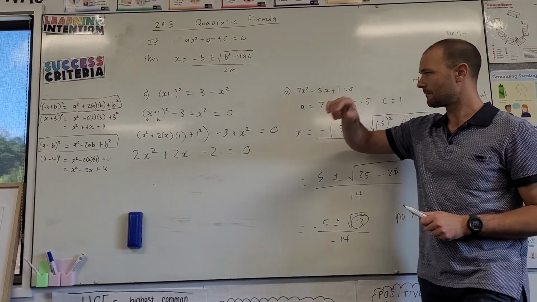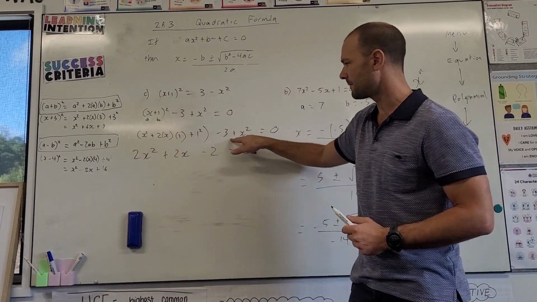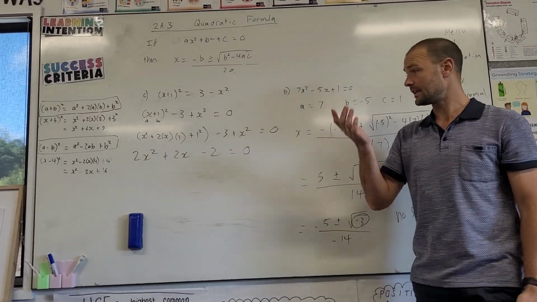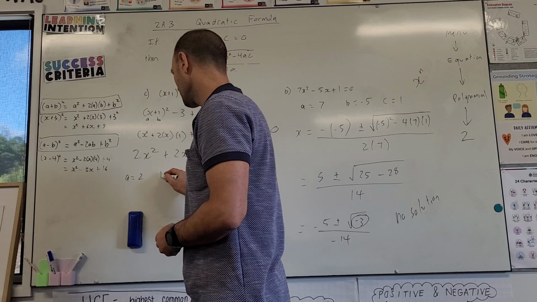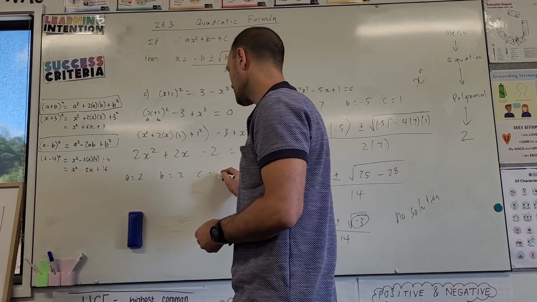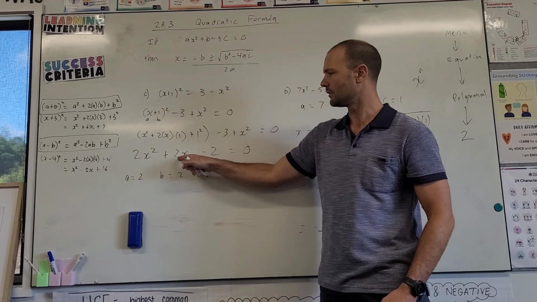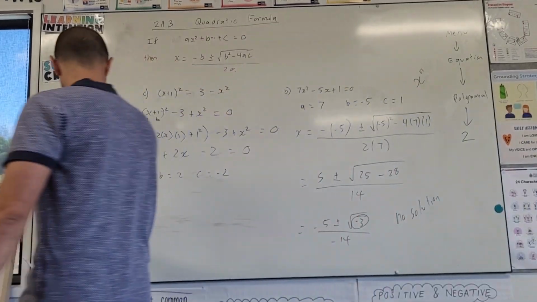Okay, so what have we done with this one? We've moved everything to the left-hand side. We expanded it using the perfect square rule. Now we've collected like terms. And now we can see really clearly, to solve it with the quadratic formula, A is 2, B is 2, C is minus 2. The coefficient of x squared, the coefficient of x, the constant. Let's chuck that into the formula.